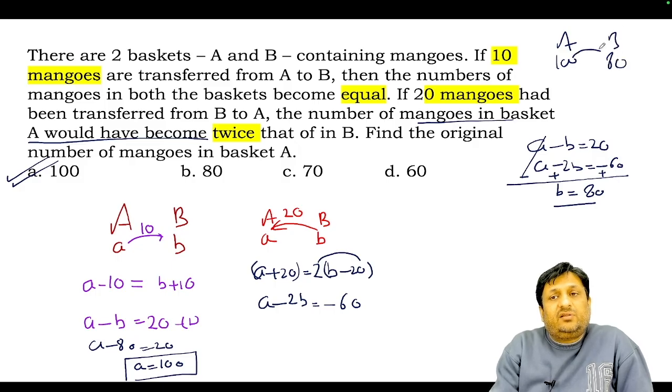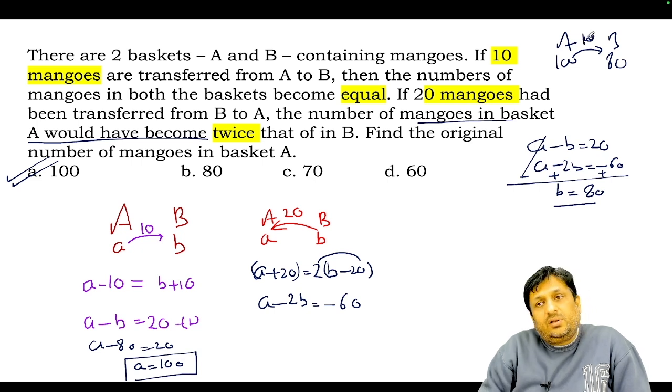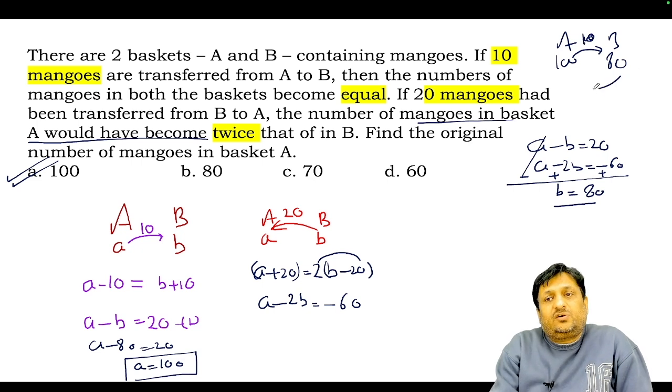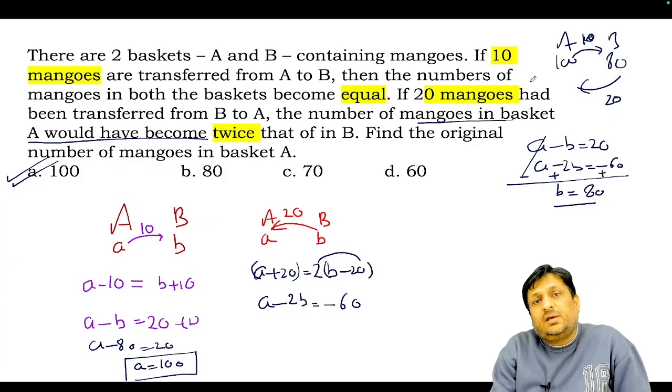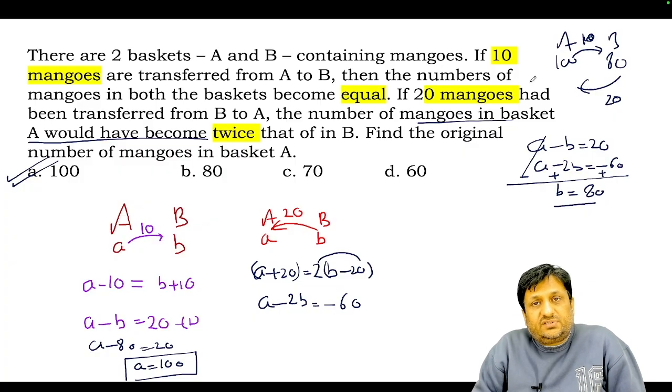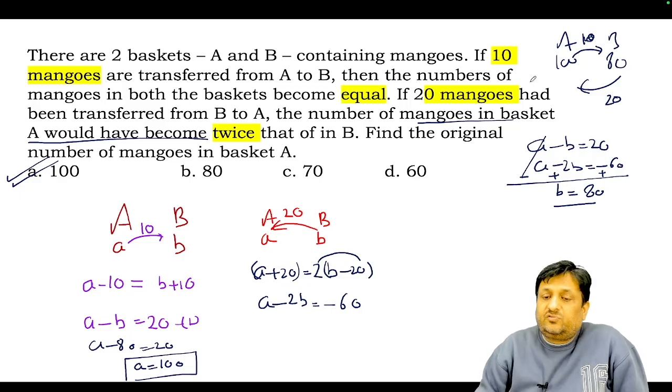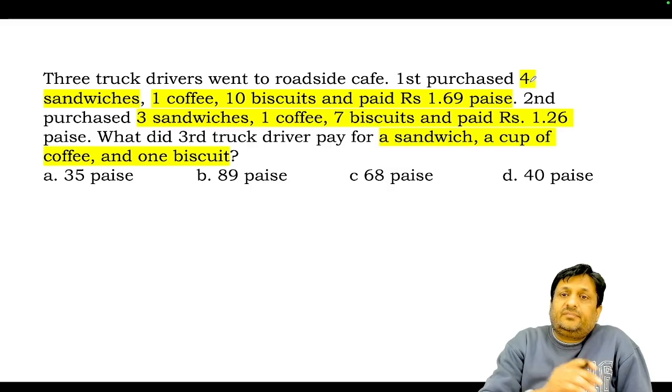If I transfer 10 from here, they both will have 90 mangoes each, equal. But if I transfer 20 from here, then A will be having 120 mangoes and B will be having only 60 mangoes. And of course, clearly 120 is double of 60. So it makes sense according to the question. Okay, let's move to the next one. This is the next question.